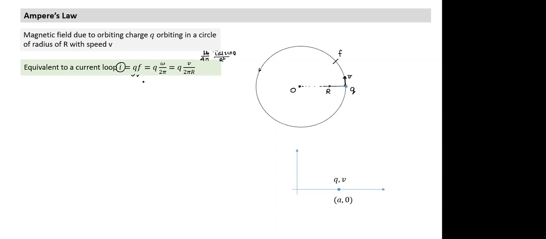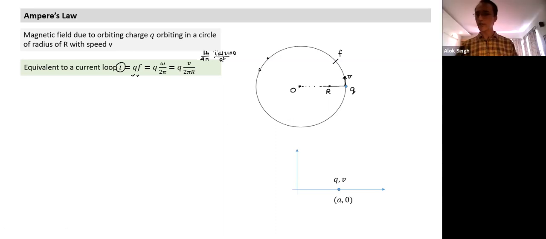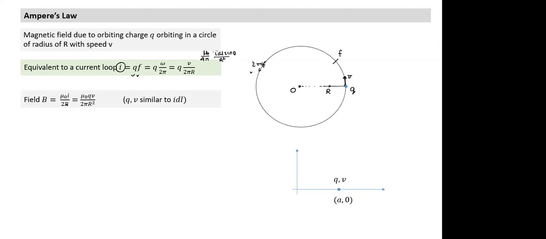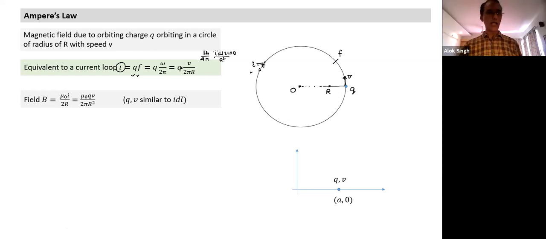So when the current I is defined and the radius is defined, it's like a current loop having current I, and I is equal to q into f. Now I can use the circular loop formula. What is the circular loop formula? Field is equal to mu naught I by 2r. What is I equal to? I substitute the value of I. If velocity is given, I'll substitute this form. If frequency is given, I'll substitute this. If omega is given, I'll use this. So this is the value I substitute here, and this is the field we get at the center.